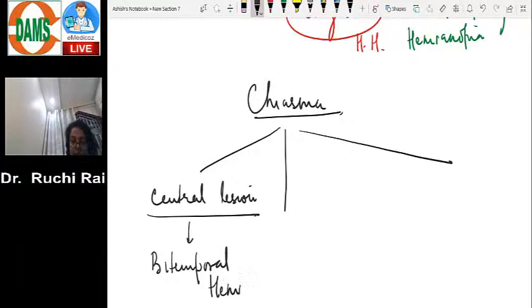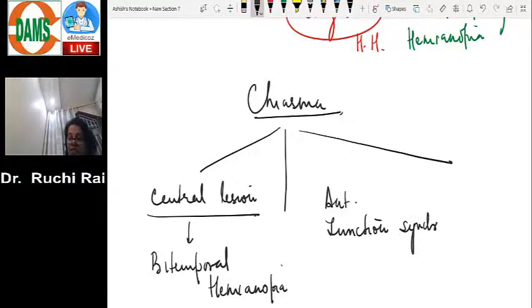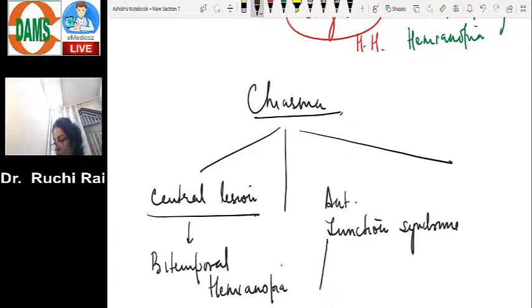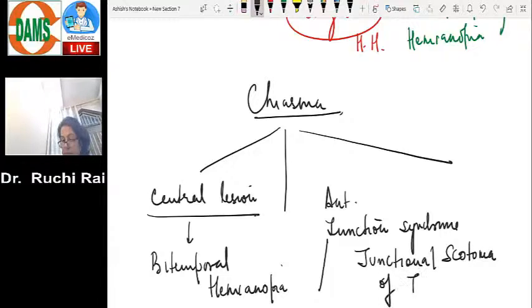Right? We saw that. Now, anterior junction syndrome. Do you know it is also called, you know the other name? Junctional scotoma of Trachar. Trachar is the name of a scientist. So we can also call it junctional scotoma of Trachar. Let's note it down for ourselves. Okay?